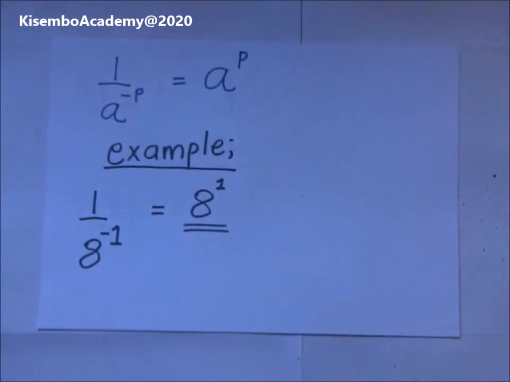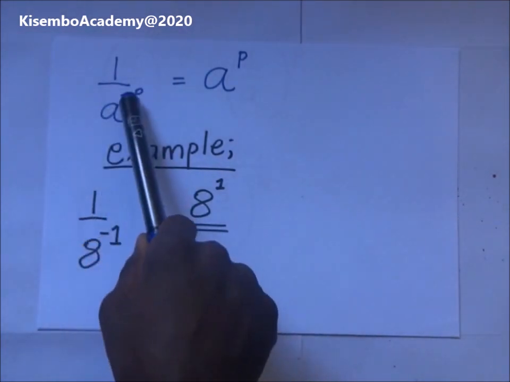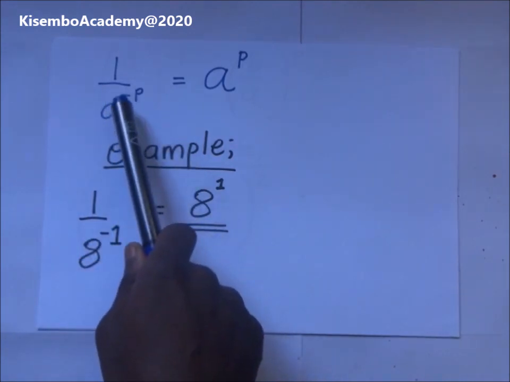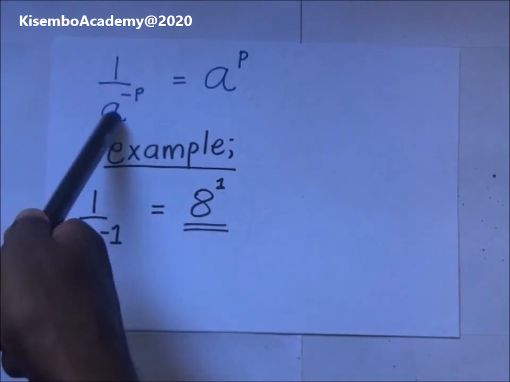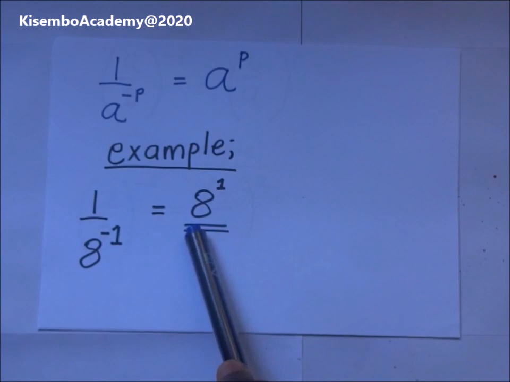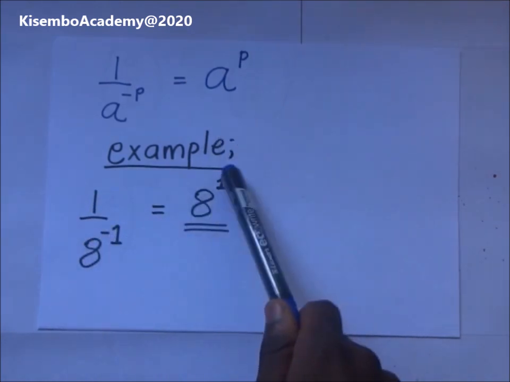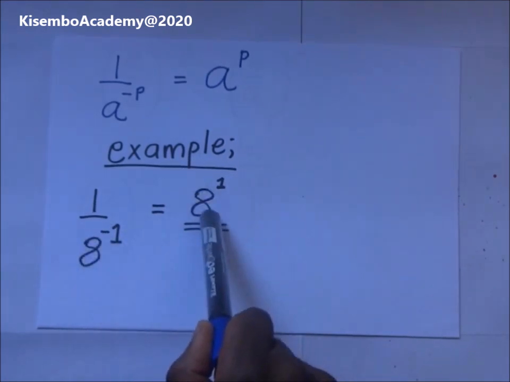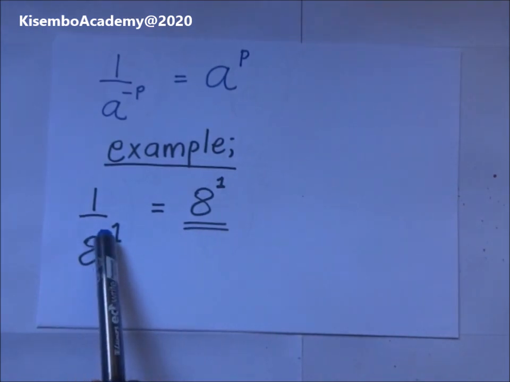This is the reverse of what we did before. 1 over a to the power negative p, to remove that negative means you're going to find the reciprocal of a, and the reciprocal of a means a gets to the numerator and this one gets to the denominator, which is a to the power p. So in our example here, 1 over 8 to the power negative 1 is the same as 8 to the power 1. It's the reciprocal of that number that gives you the number to the power that digit without the negative sign.